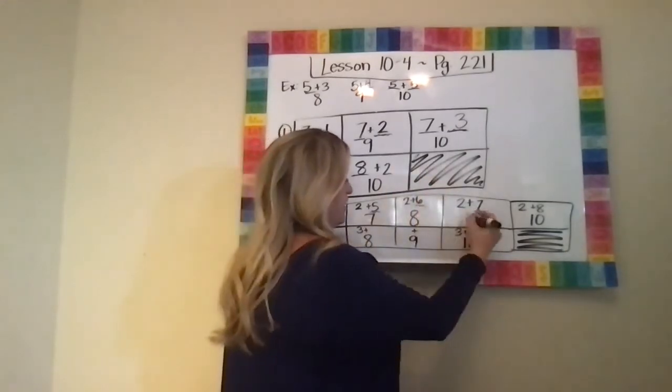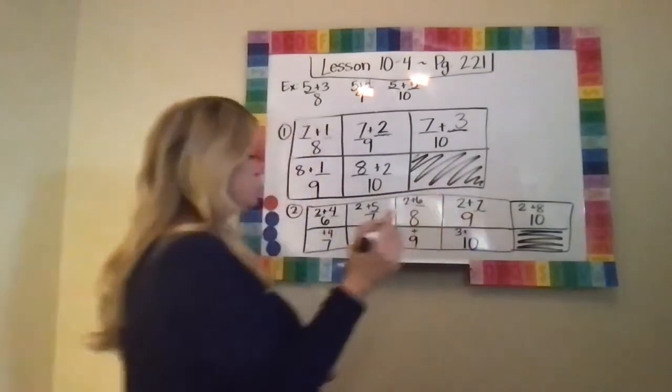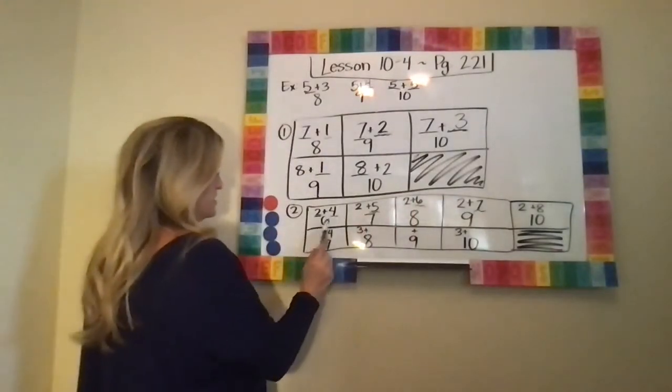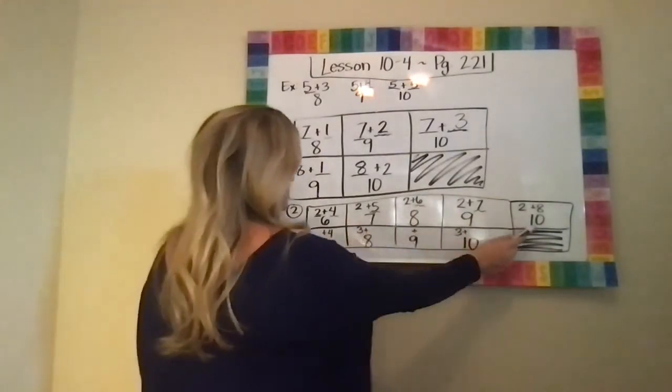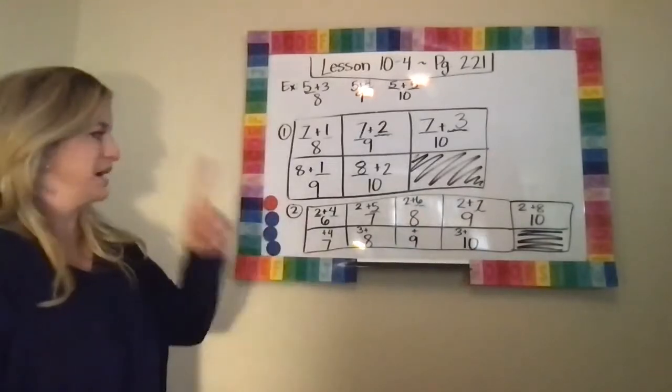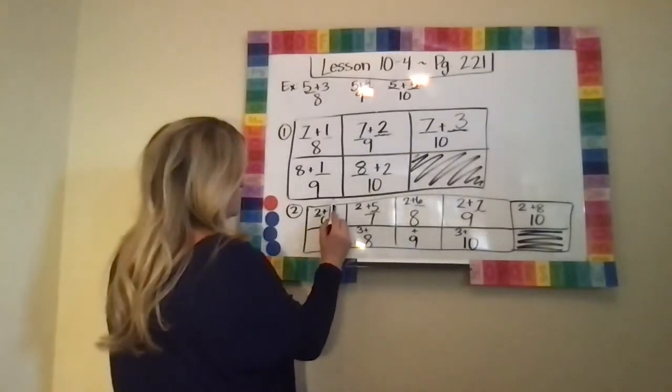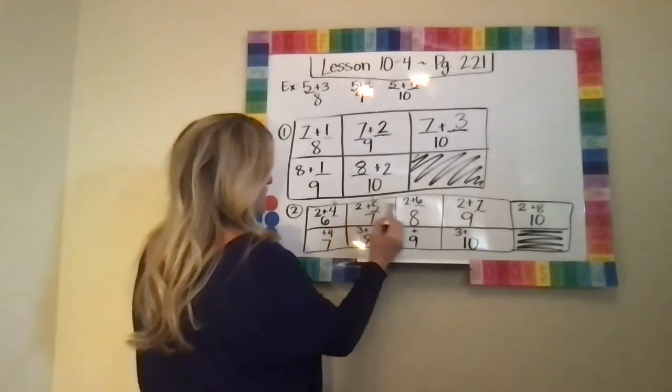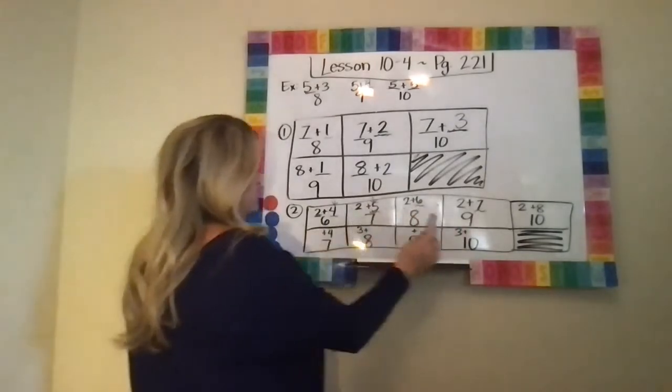7, 7, 8, 9. And there's my 9. Again, boys and girls, notice the sum is increasing. 6, 7, 8, 9, 10. It's only increasing by ones because I'm adding a 1 to this second addend every time. This first addend stays the same.